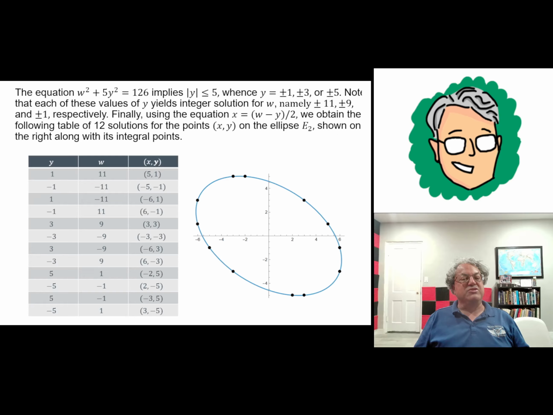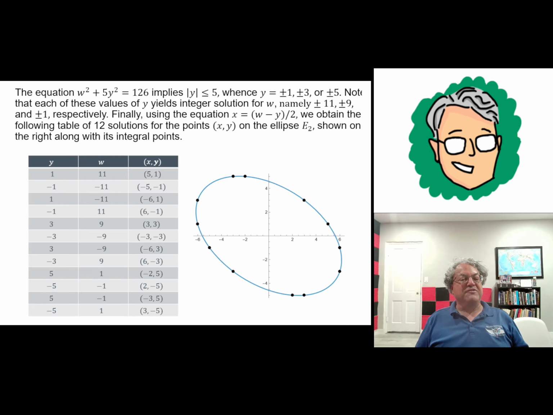And like I said, once we fix y, we actually have to look at two different values of w. We have to look at y equals 1 and w equals minus 11. And that's going to give us x equals minus 6. I think I made a mistake here. I'm not sure. One of our points is minus 6. Oh, no, I didn't. So x is minus 6 when w is minus 11 and y is 1. So we get the point minus 6 comma 1, and then we get minus 6 comma minus 1.